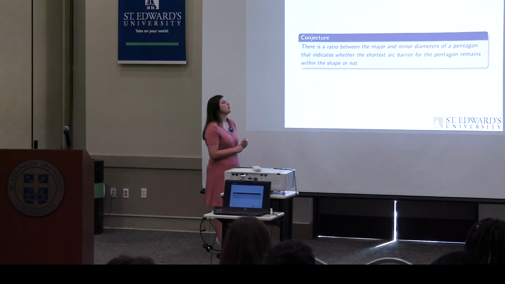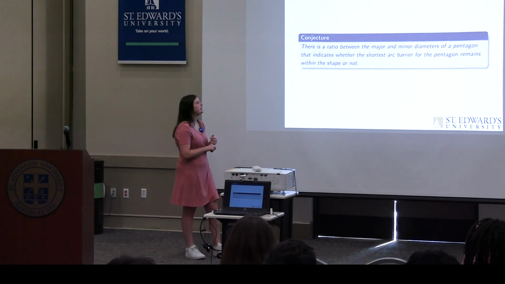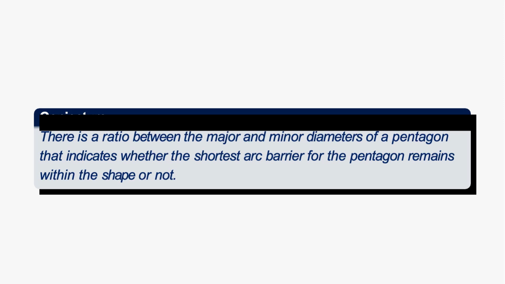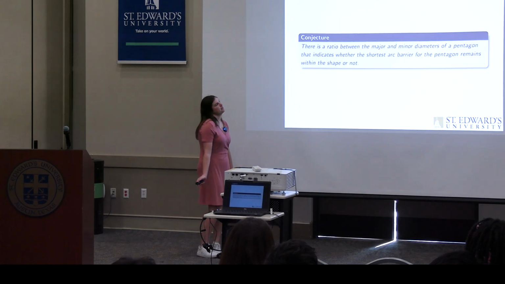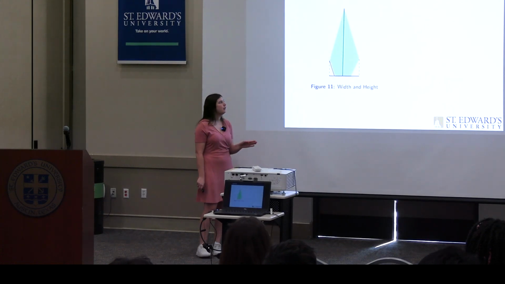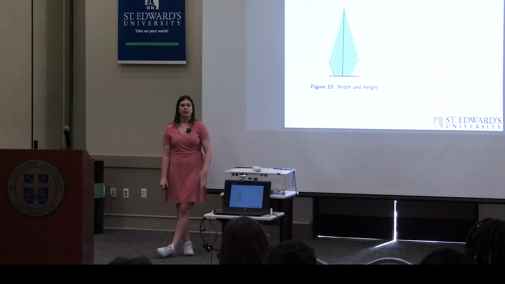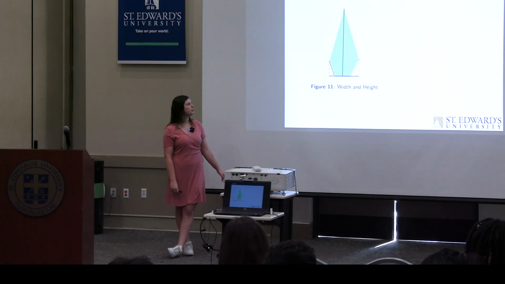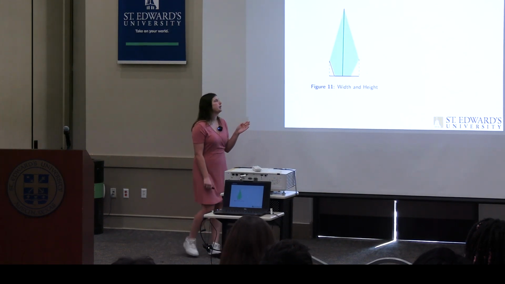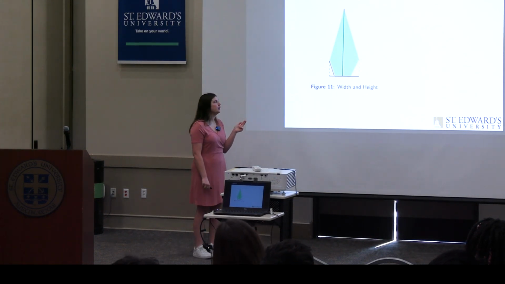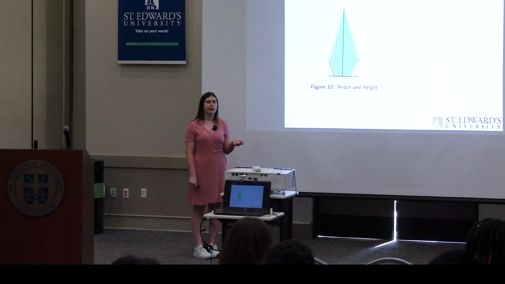So then my conjecture, or my reasoning of why this happens, is there is some ratio between the major and minor diameter of the pentagon that will indicate whether the shortest arc barrier for the pentagon remains within the shape or not. So what do I mean by major and minor diameter? Well, my first thought originally was to look at the width and height of pentagons, because that stretched pentagon is a lot wider than the regular pentagon. However, the problem becomes that width and height can change based on how you orient your pentagon.